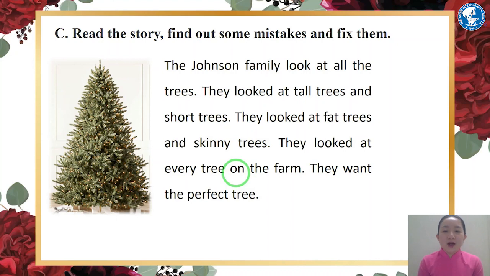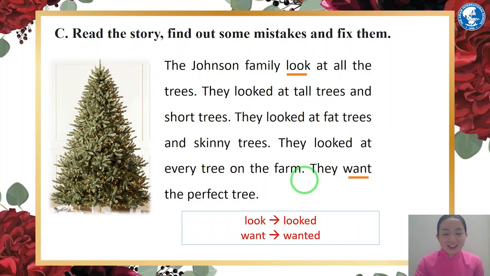The Johnson family looked at all the trees. They looked at all tall trees and short trees. They looked at fat trees and skinny trees. They looked at every tree on the farm. They want the perfect tree. Can you find a mistake for me? Here, the Johnson family looked. And next, they want is correct? No, it's not correct. The correct answer is they wanted. Very good. Next.